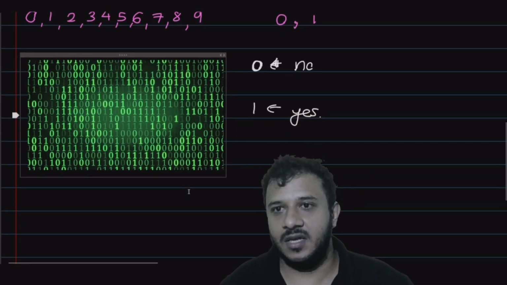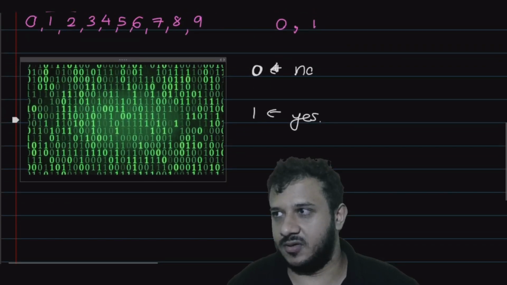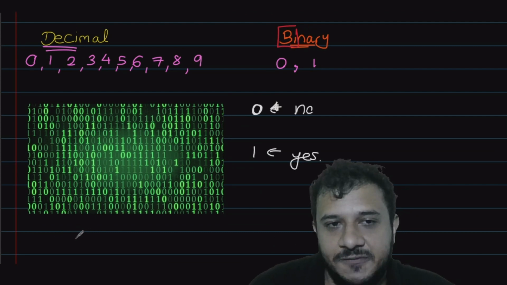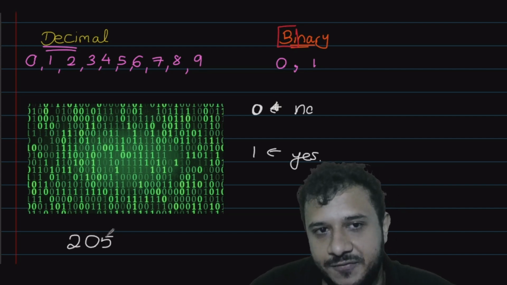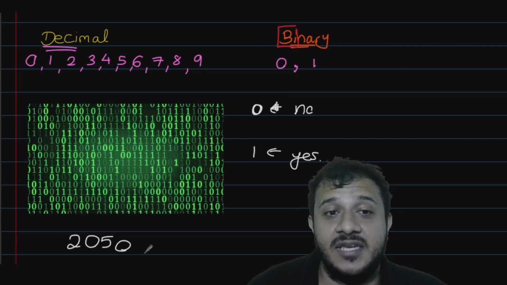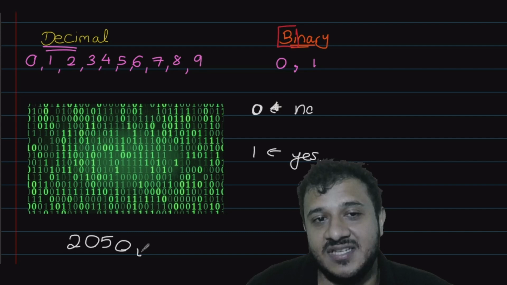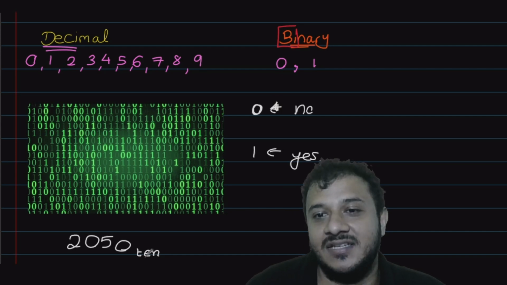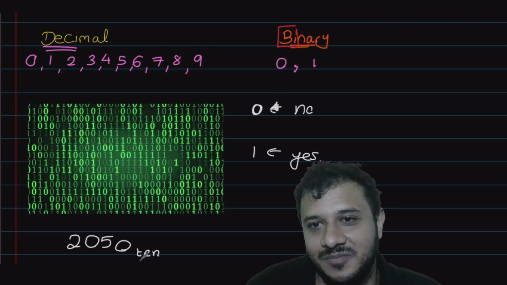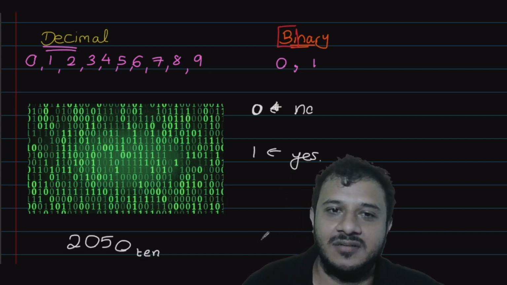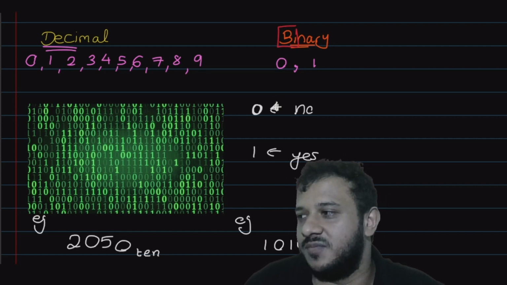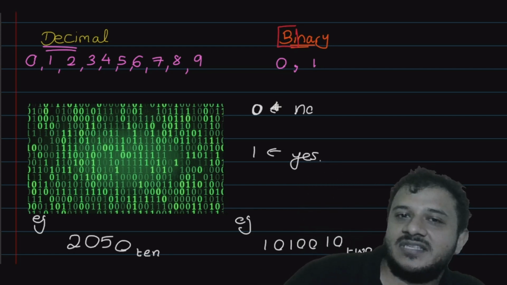Alrighty, cool. Let me tell you something very important. If I ask you to write down 2050 in decimal numbers, then for this lesson, at the end you have to write a 10 to represent it's a decimal number. 10 means decimal number. If it is a binary number, for example, it will look like 101001110, and a 2 at the back means it's a binary number.